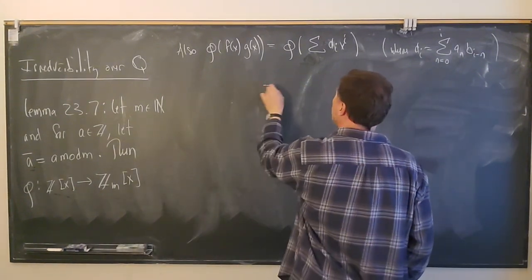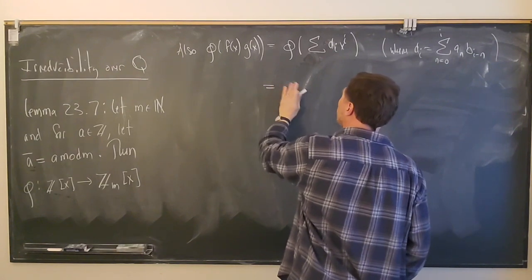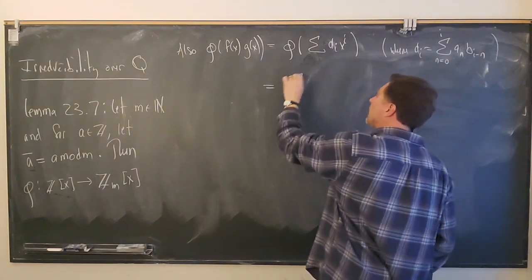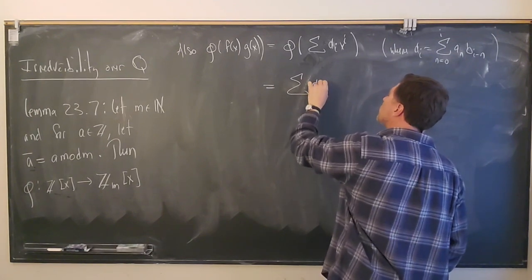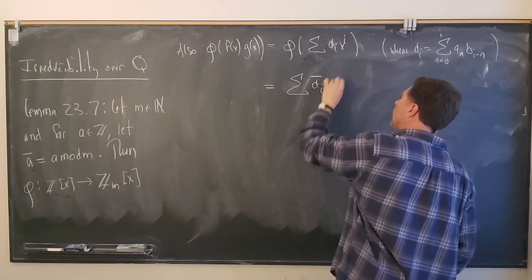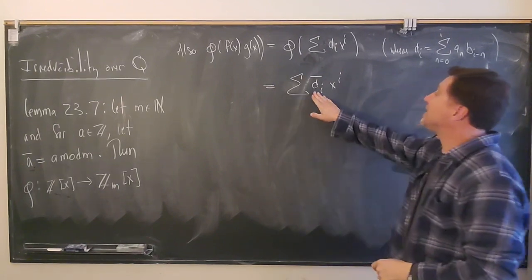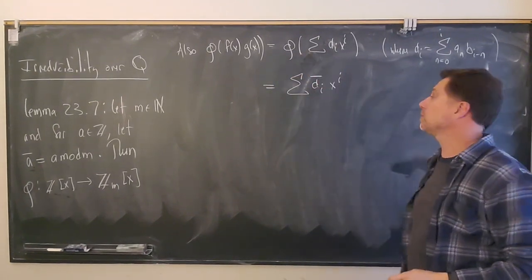Now, what do we get here? When I actually apply the homomorphism, it tells us to reduce our coefficients mod m, so I'm going to get d_i bar when I apply the homomorphism.